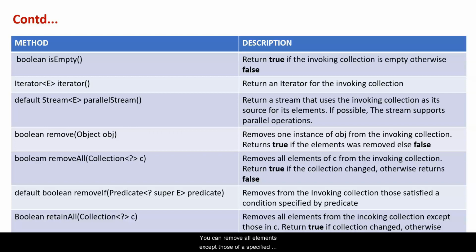You can remove all elements except those of a specified group by calling the retainAll method. To remove an element only if it satisfies some condition, you can use the removeIf method. To empty a collection, call the clear method. You can determine whether a collection contains a specific object by calling the contains method. To determine whether one collection contains all the members of another, call the containsAll method. You can determine when a collection is empty by calling the isEmpty method. The number of elements currently held in a collection can be determined by calling the size method.